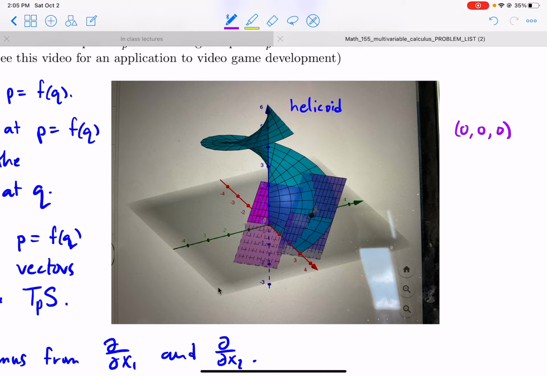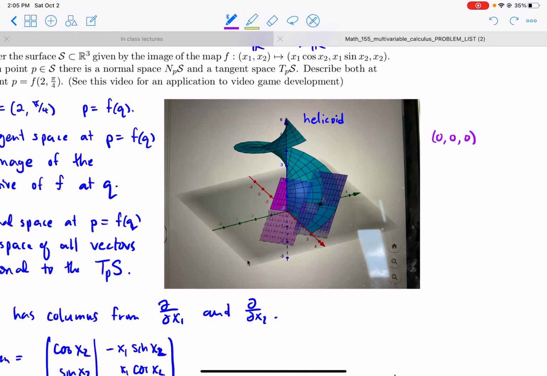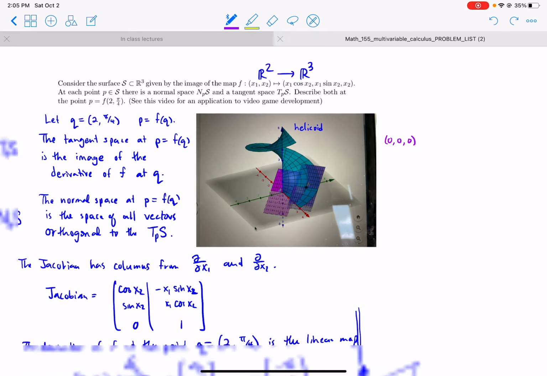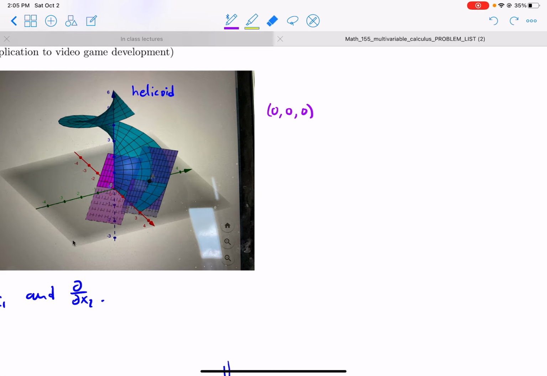But you might rather think that the tangent space should be shifted over here to go through the point P equals F of Q. It's a point on our surface, and so you'd think it should go through that point. And if you want to do that, you just remember our formula for linear approximation. F of x plus v equals f of x plus the derivative of f at x applied to v.